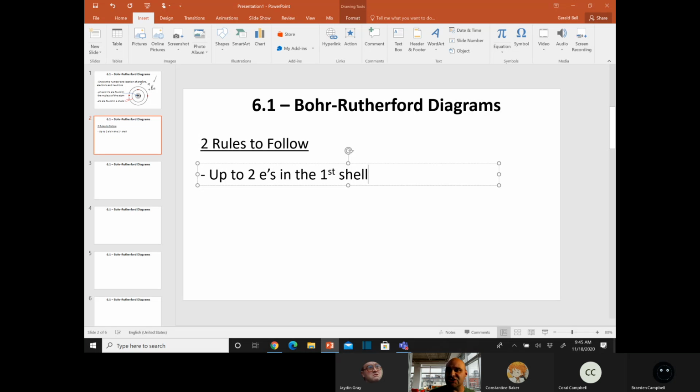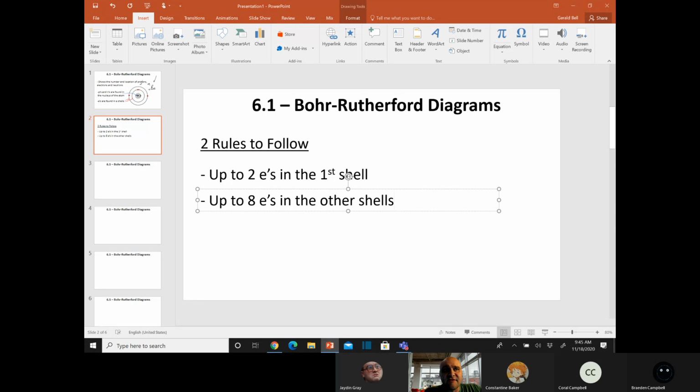You can have 0 in the first shell, you can have 1 in the first shell, you can have 2 in the first shell. But once you hit 2, it's full, and you got to draw a new ring or a new shell. So then the other shell will say we can have up to 8 electrons in other shells. And those are our 2 rules we're going to follow.